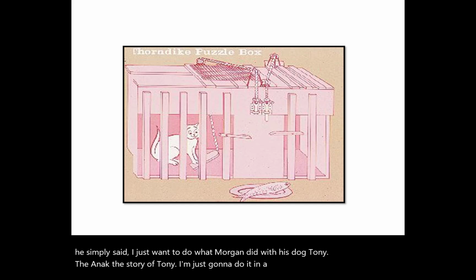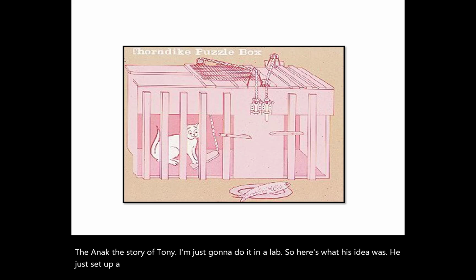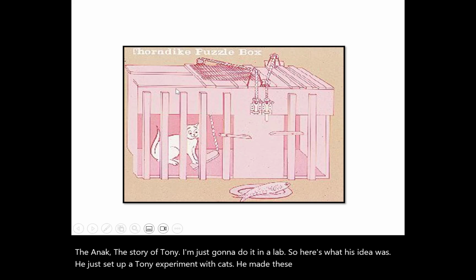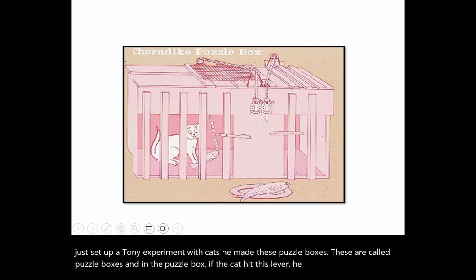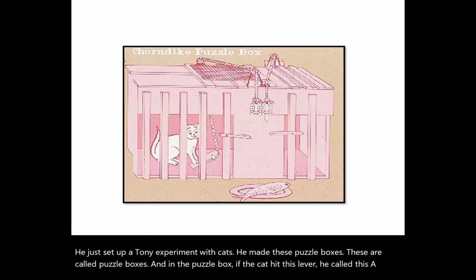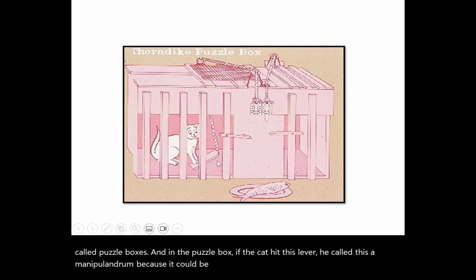So here's what his idea was. He set up a Tony experiment with cats. He made these puzzle boxes. In the puzzle box, if the cat hit this lever, which he called a manipulandum because it could be manipulated, and stepped on it, then the door would open and he would go out and get some fish.